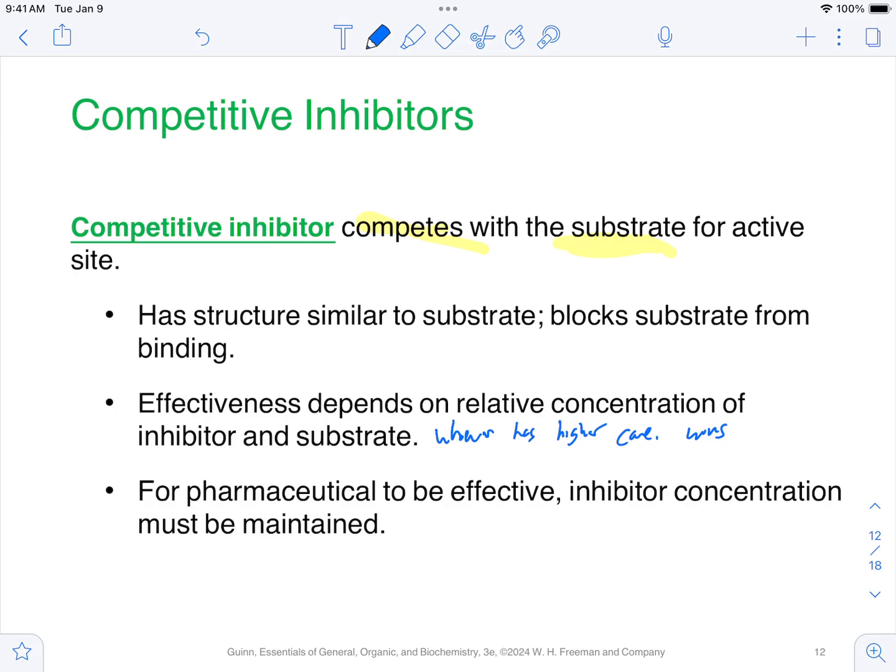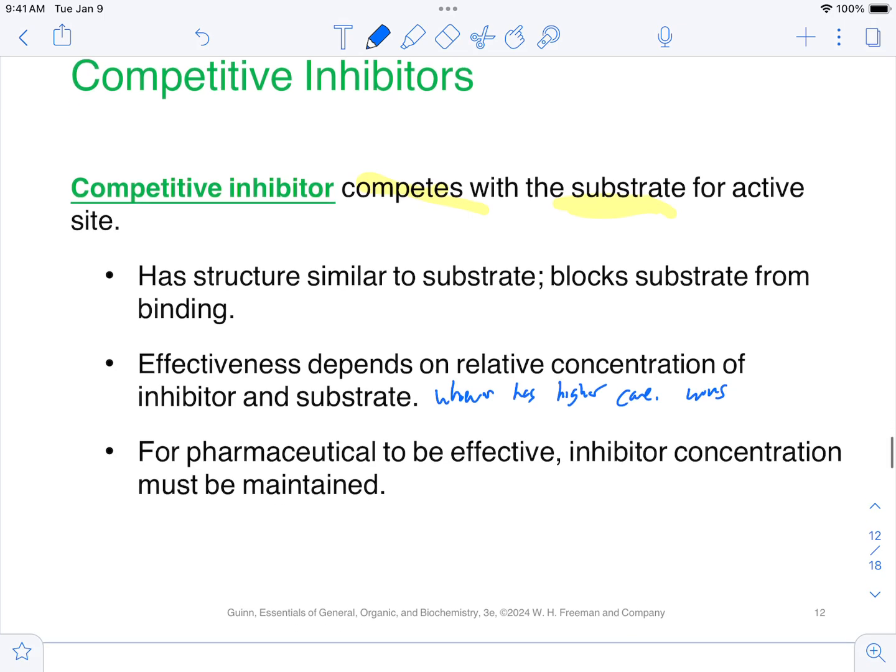Pharmaceutically talking, for that to work, the inhibitor concentration must be maintained. So that is why, interestingly enough, medicine is usually given at regular intervals, twice a day, 3 times a day, 4 times a day, just because that inhibitor has to stay constant. So it's very important to give medicine as prescribed.